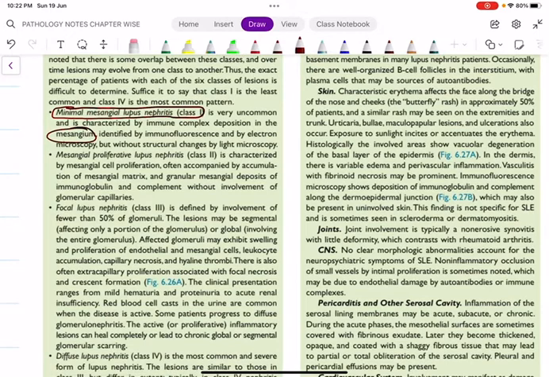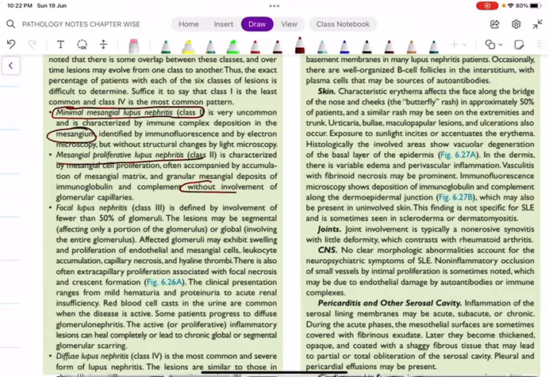Second class is mesangial proliferative lupus nephritis. That means in light microscopy, electron microscopy or immunofluorescence, we can see mesangial proliferation. That means the mesangial cells will undergo proliferation. There will be mesangial immunoglobulin, that is immune complex deposits, in the mesangium. That is mesangial proliferative.